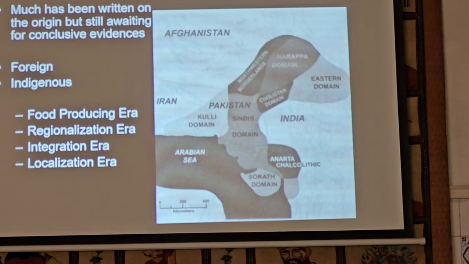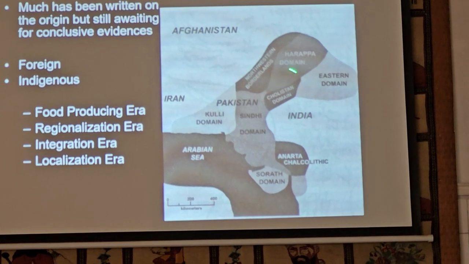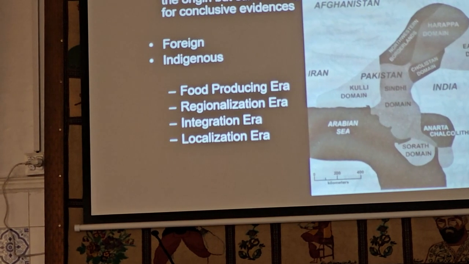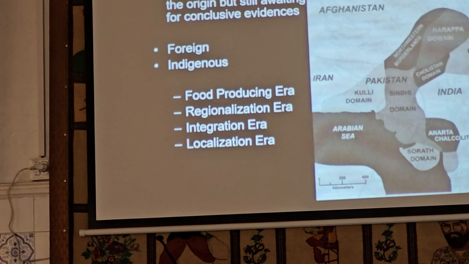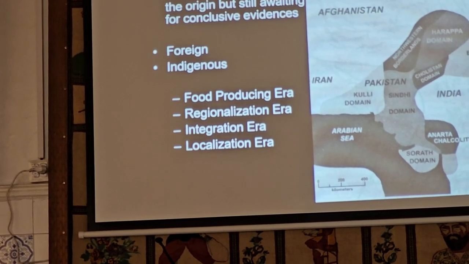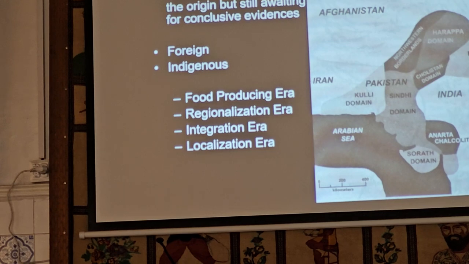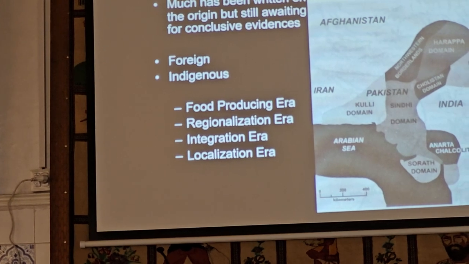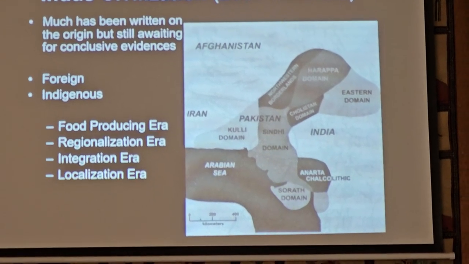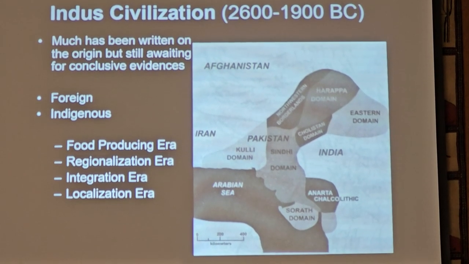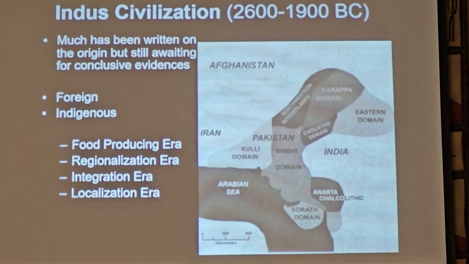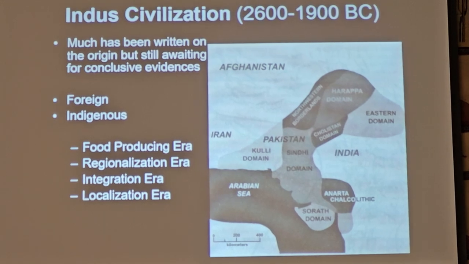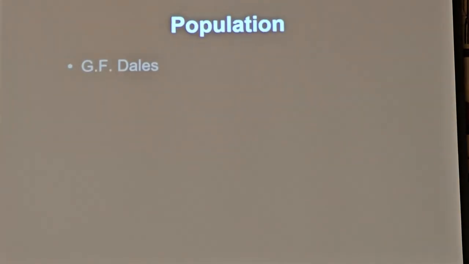So, the food producing era is the Neolithic and the earlier stages in which local cultures developed in different parts of Pakistan and India. And all these local cultures then integrated into a single culture, which resulted in the emergence of the Indus Valley civilization. And when there was a failure in controlling this large central area, a decline took place. And again, the integration disintegrated, and it changed into local cultures. And finally, we do not hear anything regarding the Indus Valley civilization.